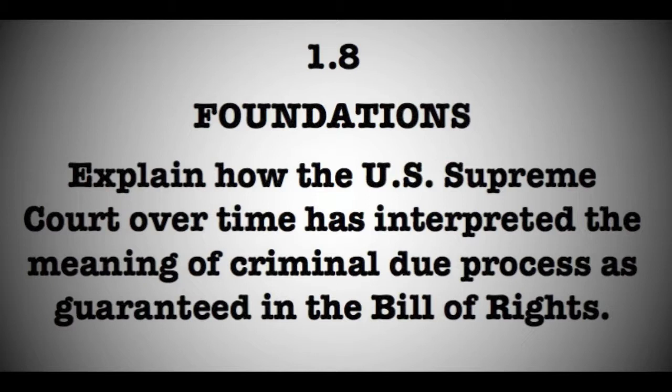Mapp v. Ohio, 1961, incorporated the exclusionary rule, using the Due Process Clause of the 14th Amendment. The exclusionary rule disallows in court any illegally obtained evidence. The exclusionary rule provides a safeguard for our Fourth Amendment right to be free from unreasonable searches and seizures.